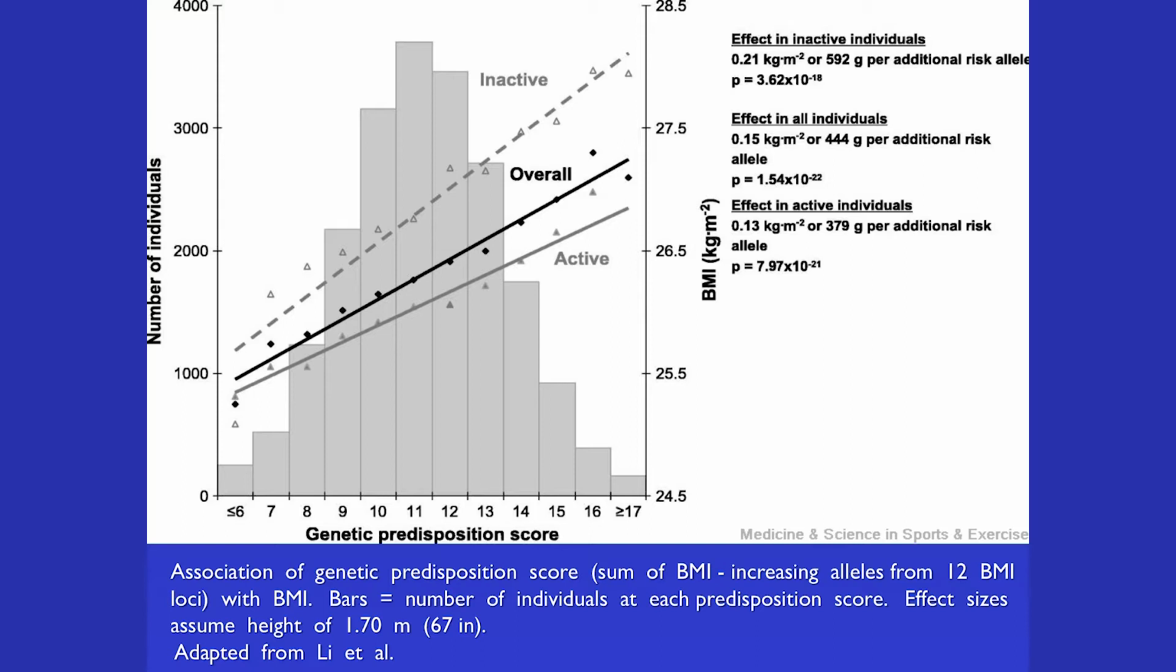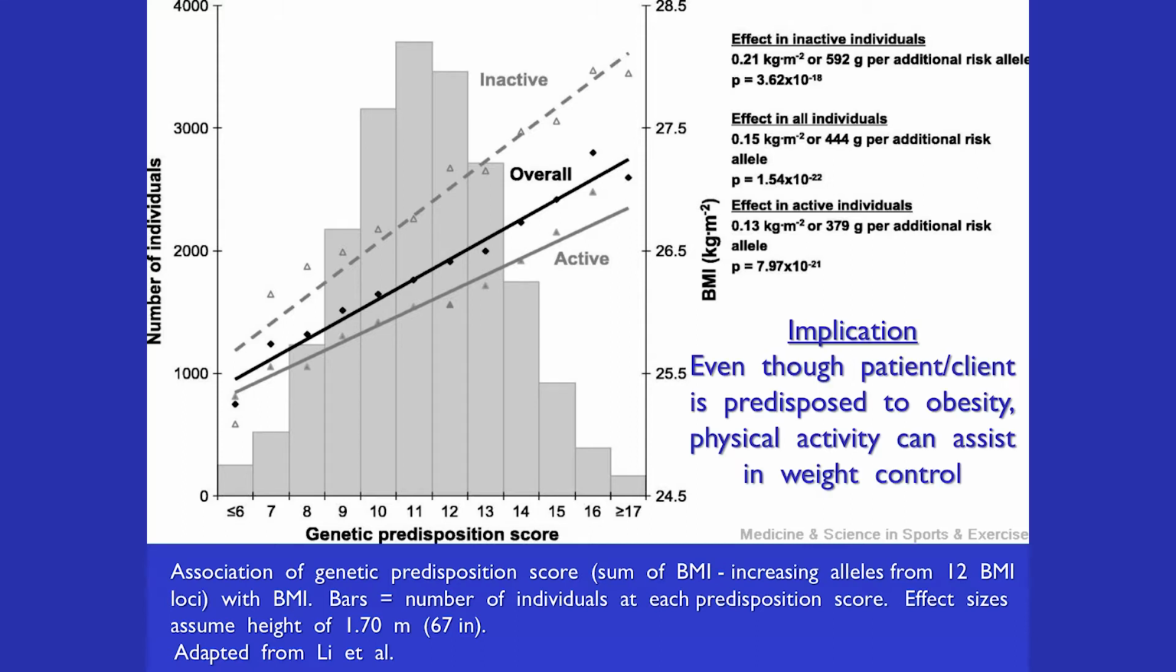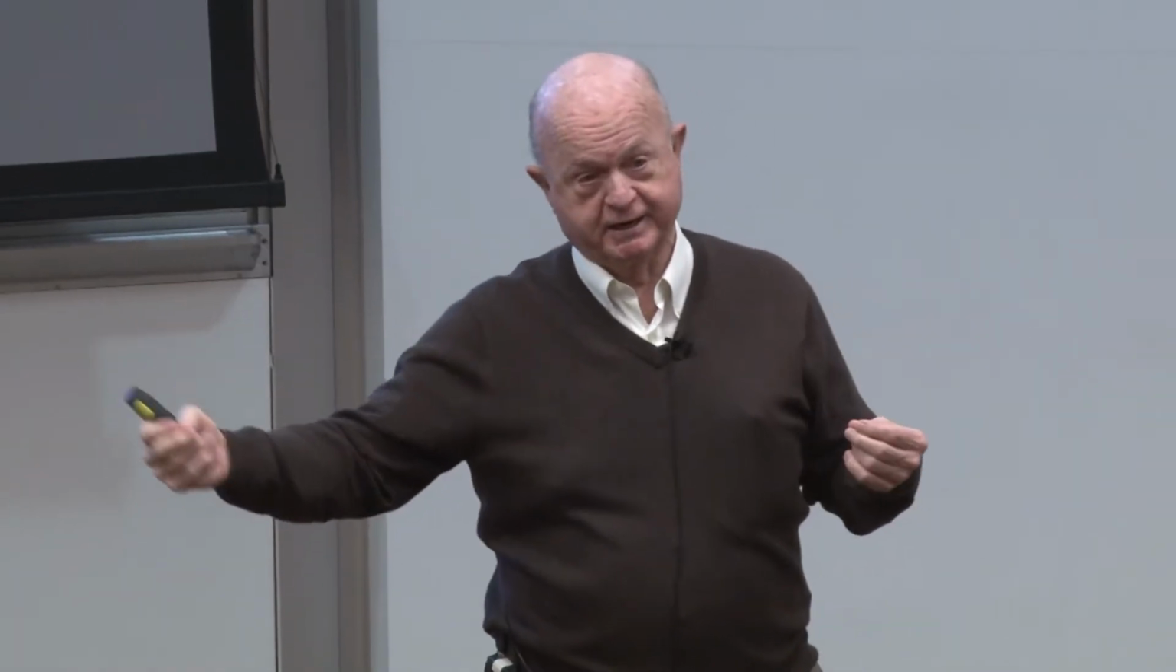Interestingly though, the people who are active still have that relationship, but it's lower. The people who are sedentary have a higher one. So they have the same genetic predisposition, but because they're active or inactive, their weight is higher or lower. So what this means is, even though the patient or client may be predisposed to obesity, physical activity still can help. So that's the environmental aspect of it. But there's a genetic aspect.